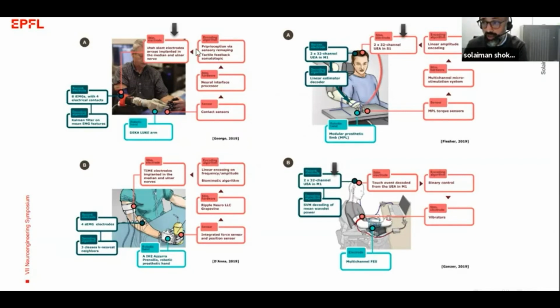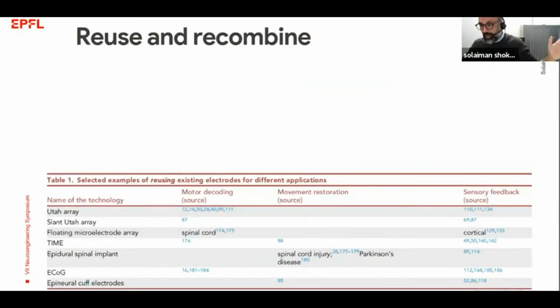While in this other study, a very similar building block, a very similar technique, the Utah slanted electrode array, was implanted inside the nerves to give sensory feedback to an amputee patient. Again, this similar technology is being used in many different applications. We looked at many of them. Again, I'm not going to go into detail. You can see many of those examples in the publication that I told you about. We looked at these technologies and how they were used for motor decoding, movement restoration, and sensory feedback.